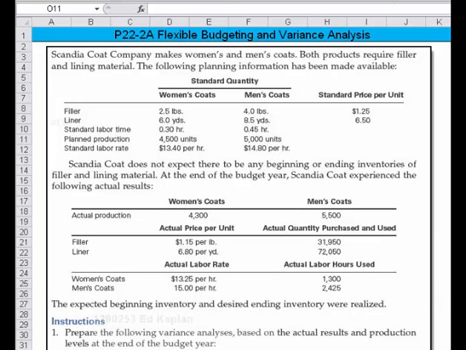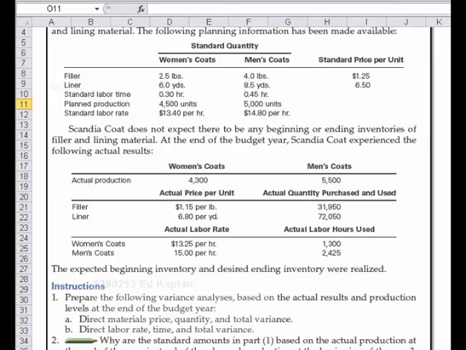So the first thing we need to do is prepare the following variance analysis, based on the actual results in production at the end of the budget year. So we want to work on the direct material price, quantity, and total variance, and then direct labor time. And so we're doing material and labor variances. So let's take a look at that problem now.